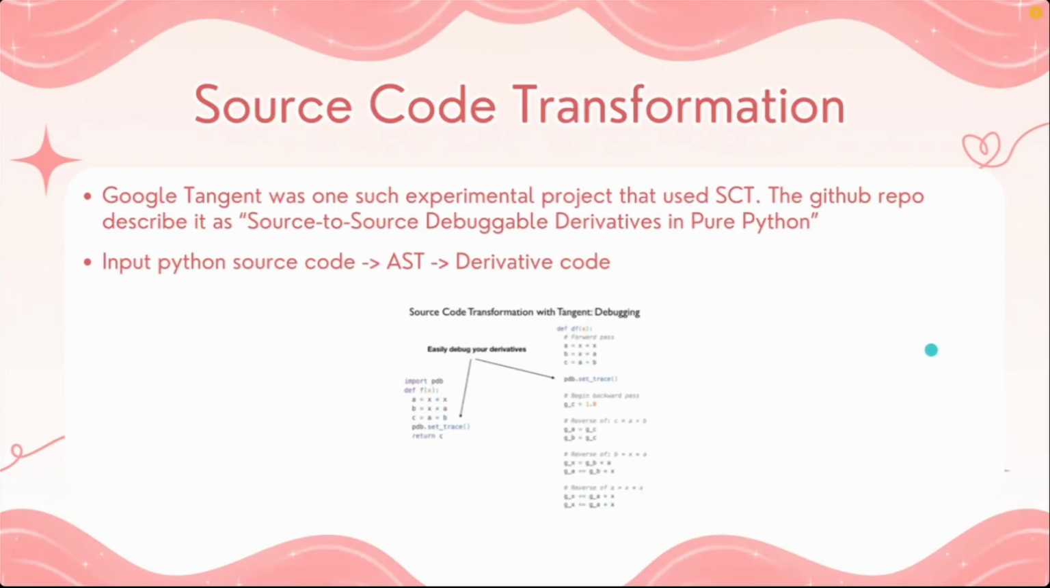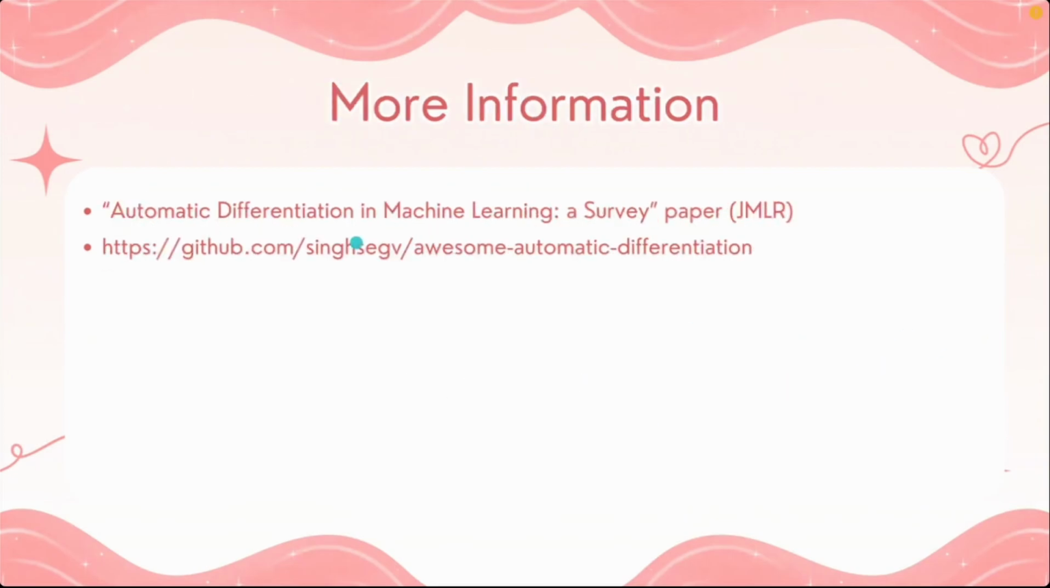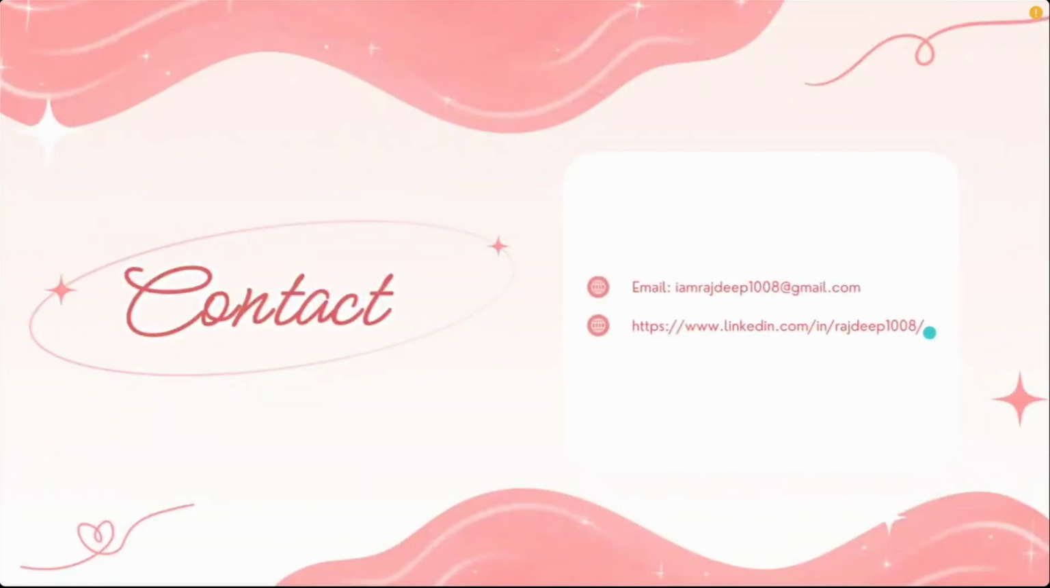To find more information on automatic differentiation in machine learning, there's a nice paper from the ICML conference, I think 2018 or something. You can find the state of automatic differentiation and how it started merging into deep learning. You can also go to my GitHub repo where I have a lot of sources about this topic. I think that's the end of my talk.